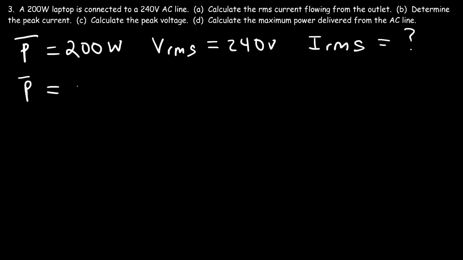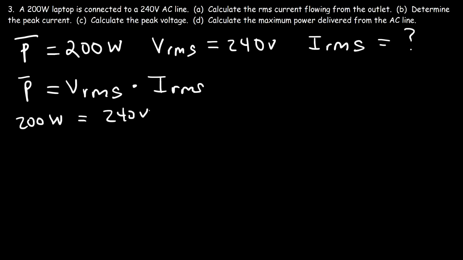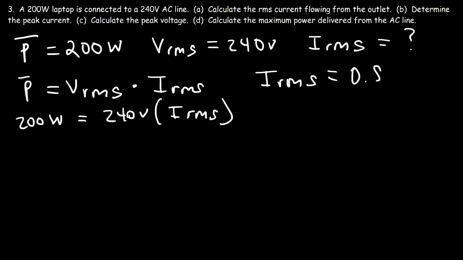The average power is simply equal to the RMS voltage times the RMS current. And so this is 200 watts. That's going to equal 240 times the missing current value. So the RMS current is going to be 200 watts divided by 240 volts. And so that's equal to 0.8333 amps.